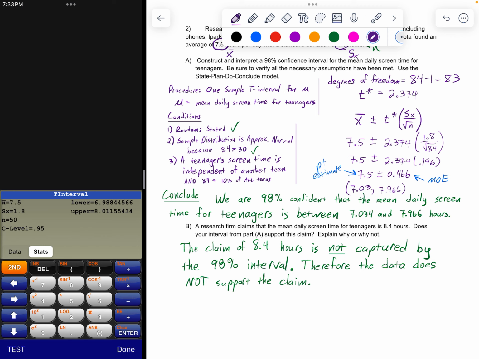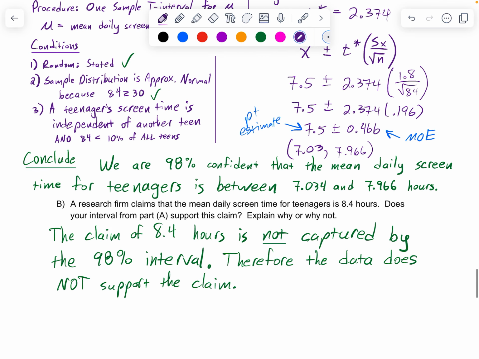And oh look, I already have it in there from before, except I need to change this to 84 sample size and a 98% interval. There, my lower and upper are matching. All right, then make your conclusion. We're 98% confident the mean daily screen time for teens is between those two numbers. Hours is the units. Don't forget that.